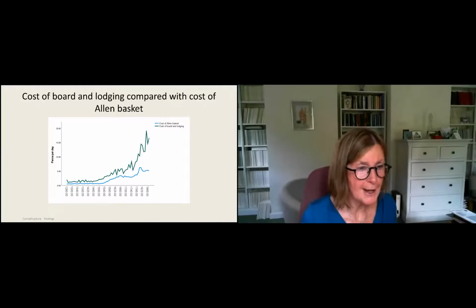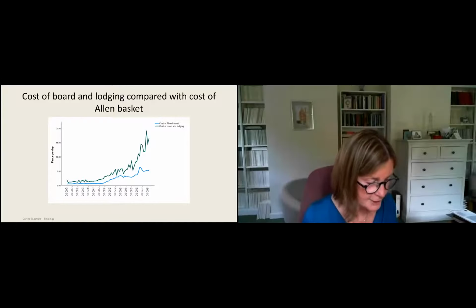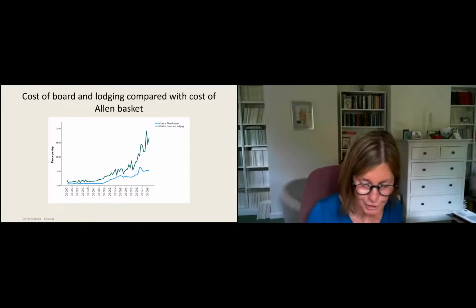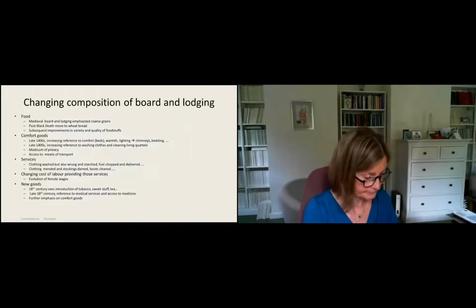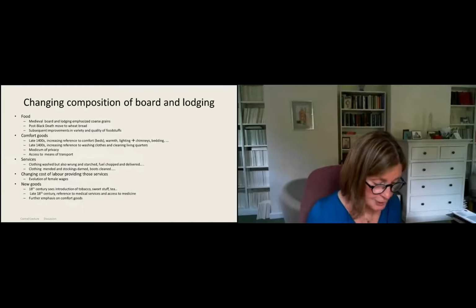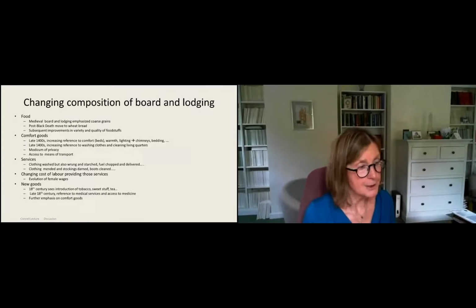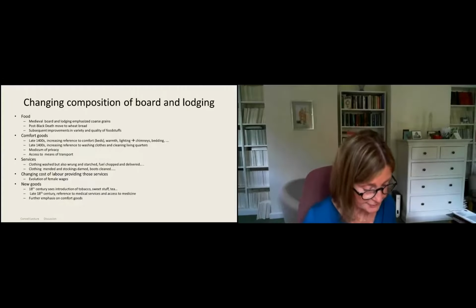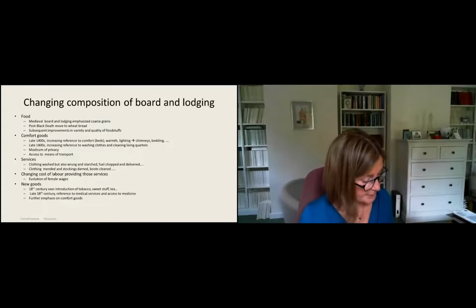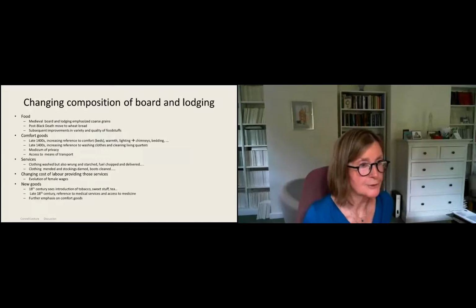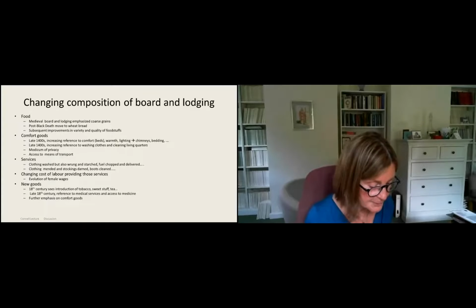Can we drill down into our story here and try and look more closely at the changing composition of board and lodging? Well, the records provide a historical commentary on the composition and construction of a respectable board and lodging. The earliest measures emphasized the basic diets, the grain liveries of medieval workers. So before the Black Death, really, we've got a very basic diet provided in board and lodging.